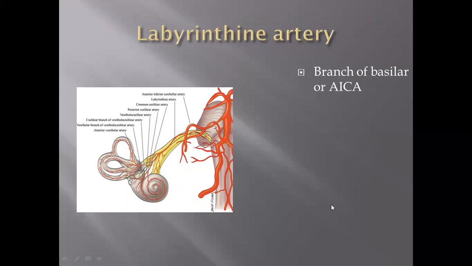This is the artery that is going to be traversing the internal acoustic meatus together with the facial nerve and the vestibulocochlear nerve as it gains access to the inner ear. This is going to be the blood supply of the inner ear.